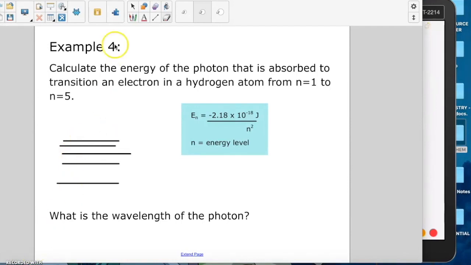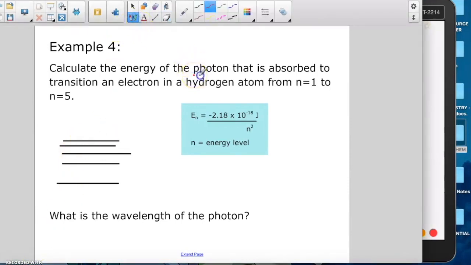Now we had to calculate the energy of a photon that is absorbed to transition an electron in a hydrogen atom from N1, the ground state, to N5. I previously drew these lines for you to see it more clearly. So that would be N5. The idea is that we have an electron which is in N1, and it's jumping all the way up to N5.